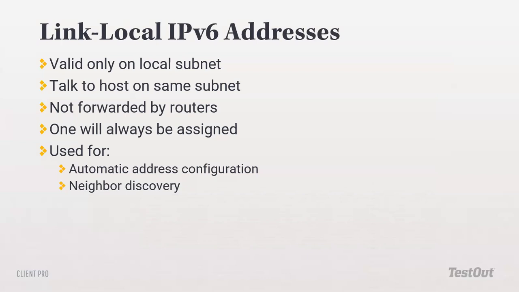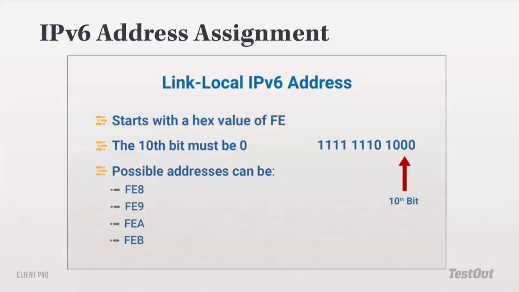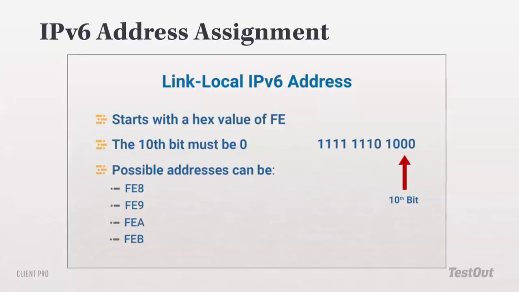But there's a specific purpose for this local address, which is in fact used for automatic address configuration and also for figuring out who else is providing what services on the network. So that's what we call neighbor discovery. Okay, and that link local address starts with a hex value of FE. Okay, and the 10th bit must be a 0. And so here are some possible addresses right here.